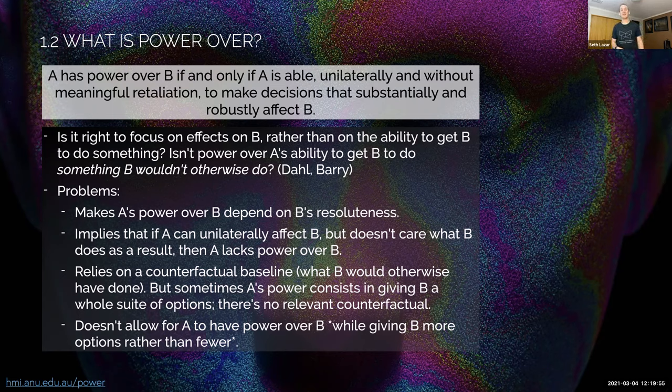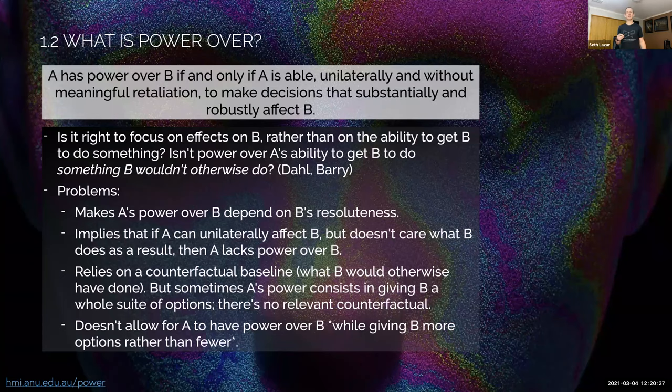It implies that if A can affect B unilaterally, but doesn't care what B does as a result, then A lacks power over B. That seems wrong to me. I imagine an all-powerful God who can destroy the world at any moment, who created the world, but suppose just doesn't care what we do. A sort of all-powerful but indifferent God. I think that's a completely intelligible concept, but you wouldn't be able to say on this view that they had power over us, even though they could end everything.